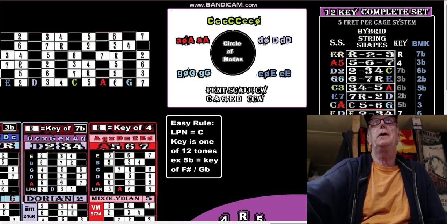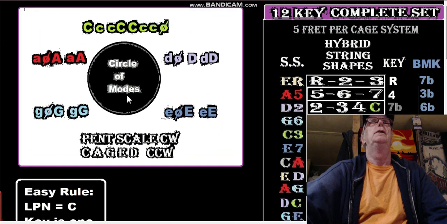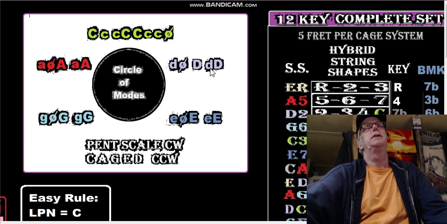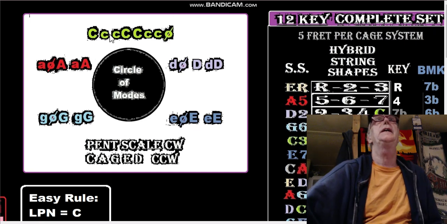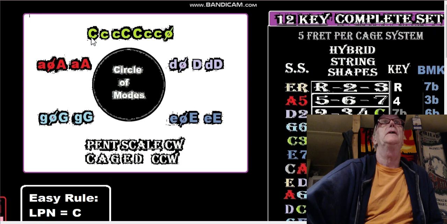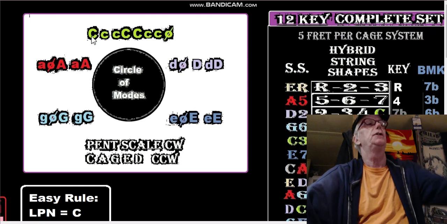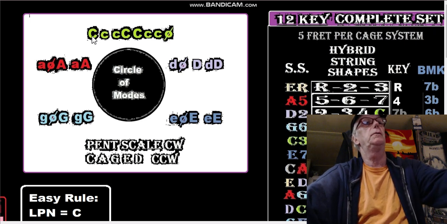Okay, so we're talking about the circle of modes. This is a generic diagram that gives us the proper chord shape and major or minor or half diminished associated, and we just go around in the CAGE system. Okay, C. We're going backwards now because CAGE is backwards to a pentatonic scale. But if we want to go forwards, we go.